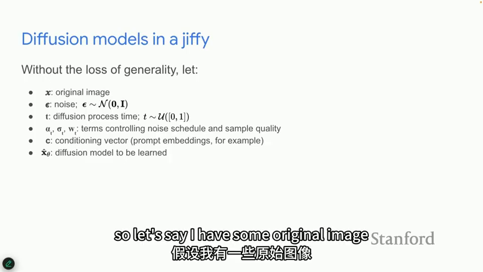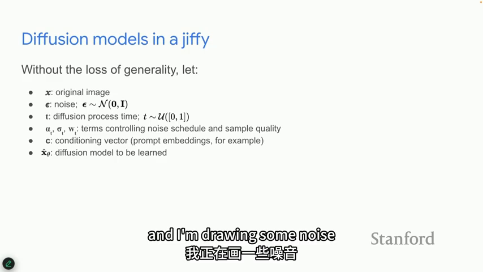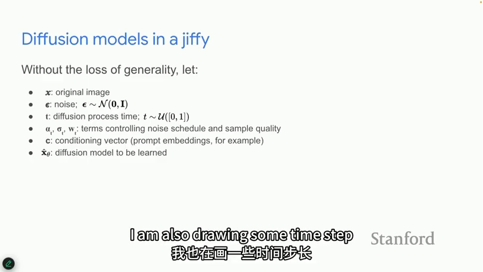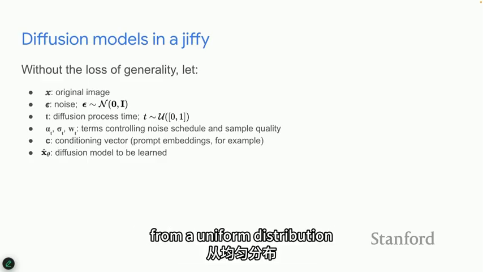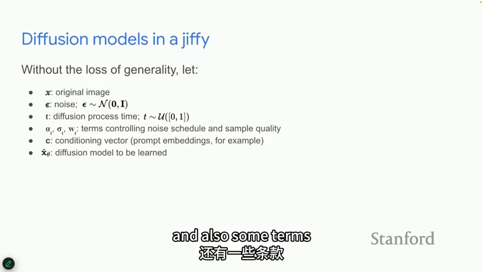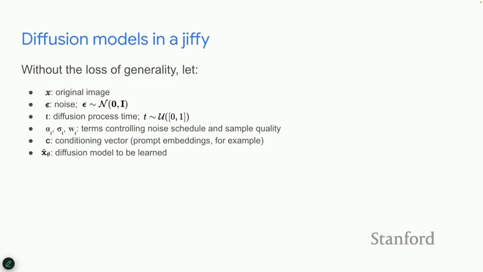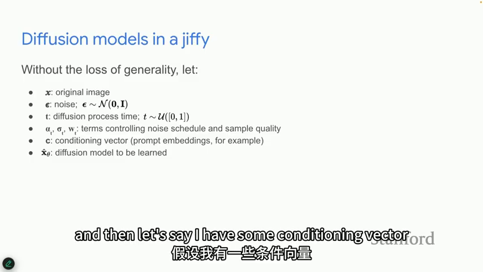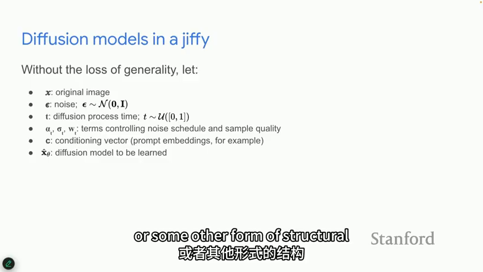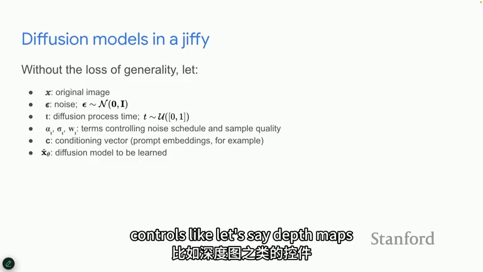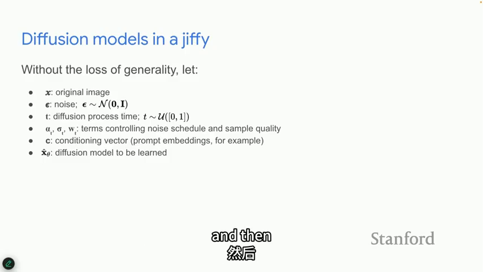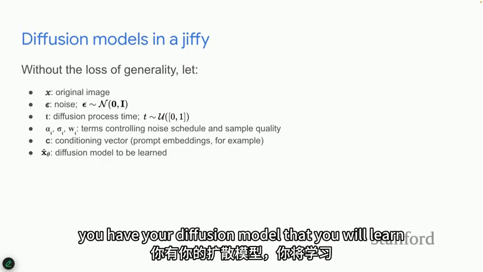So let's say I have some original image and I'm drawing some noise from a standard Gaussian distribution. And then let's say I am also drawing some time step from a uniform distribution. And then I have a particular noise schedule and also some terms that are controlling the noise schedule. And then let's say I have some conditioning vector. And by conditioning vector, I essentially mean some text embeddings or some other form of structural controls, like depth maps, segmentation maps, and so on. And then you have your diffusion model that you will learn.